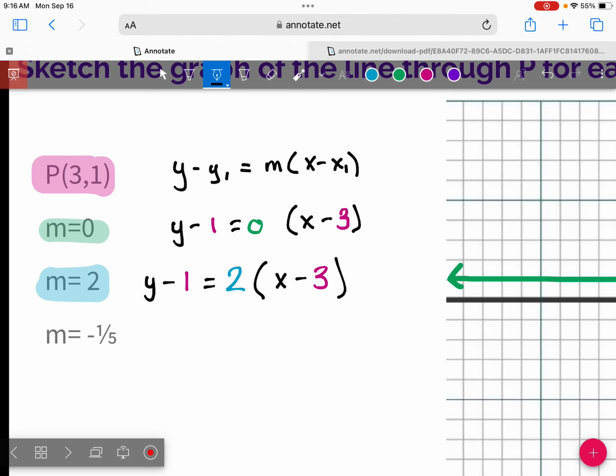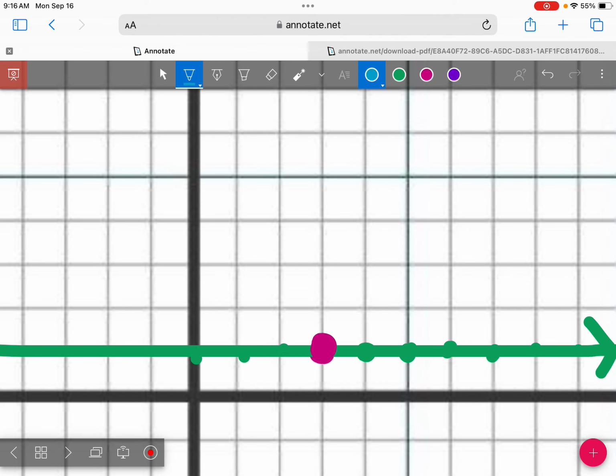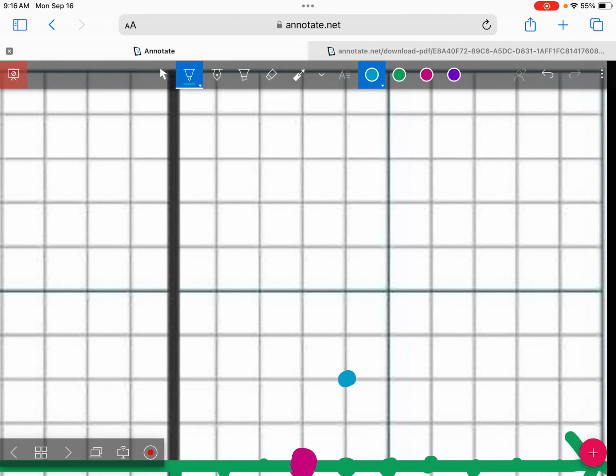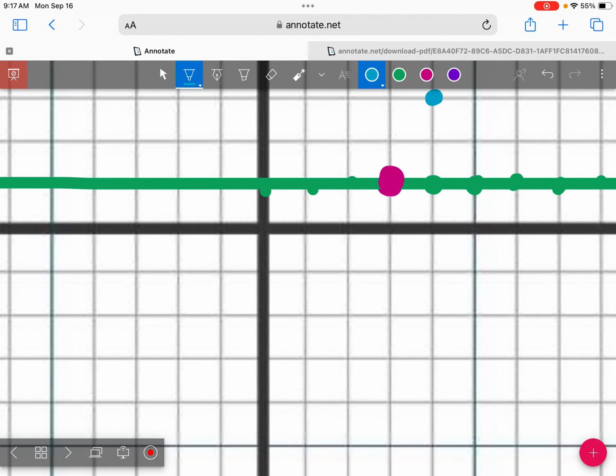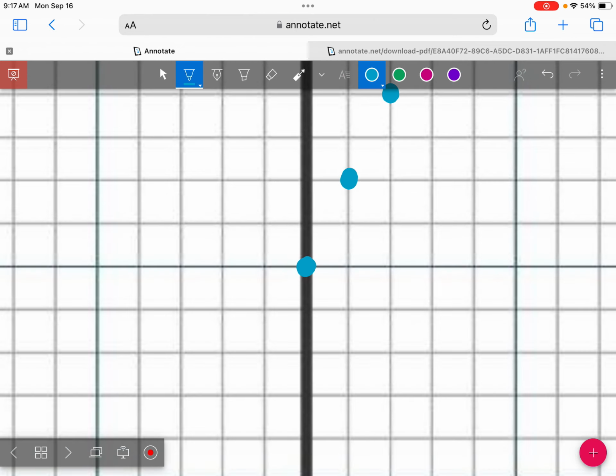We're starting at our same point, 3, 1. So still starting at this pink point here. And we're going to move with a slope of 2. How do I move with a slope of 2? Up 2, right 1. Or down 2, left 1. As long as I switch them both, I can do whatever I want.